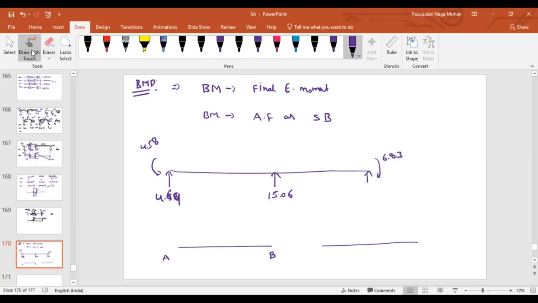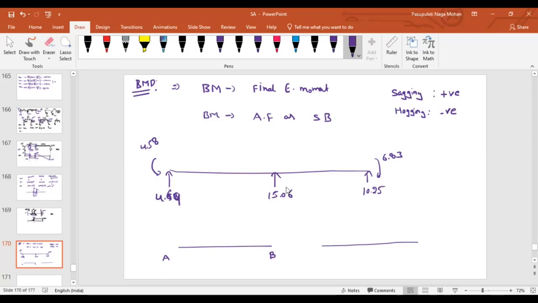Can you tell me what is the sign convention for bending moment diagram? If somebody asks the sign convention, then you have to say if it is sagging bending moment, it will be positive. If it is hogging, hogging means negative. Sagging means tension at the bottom. Hogging means tension at the top.